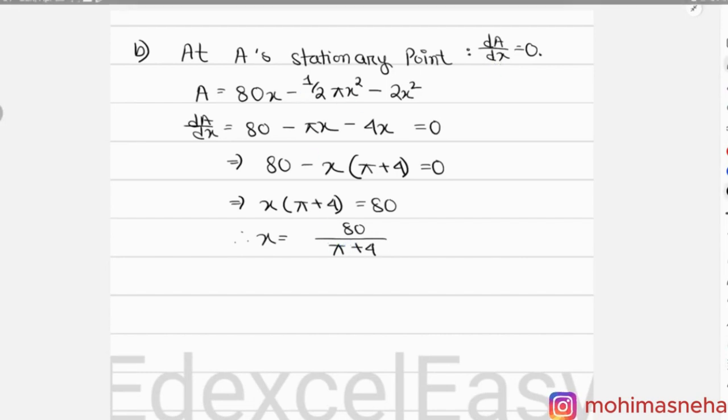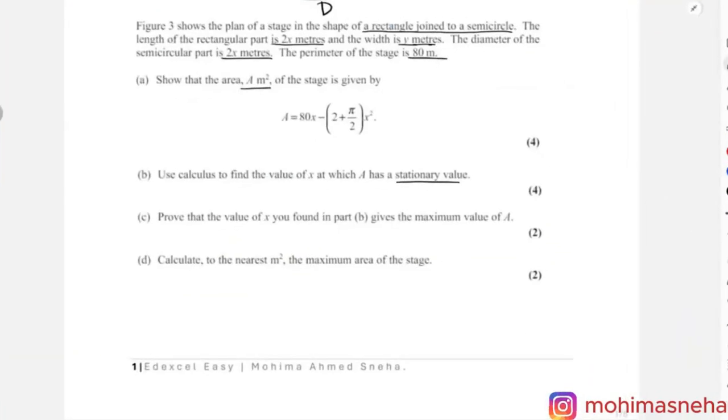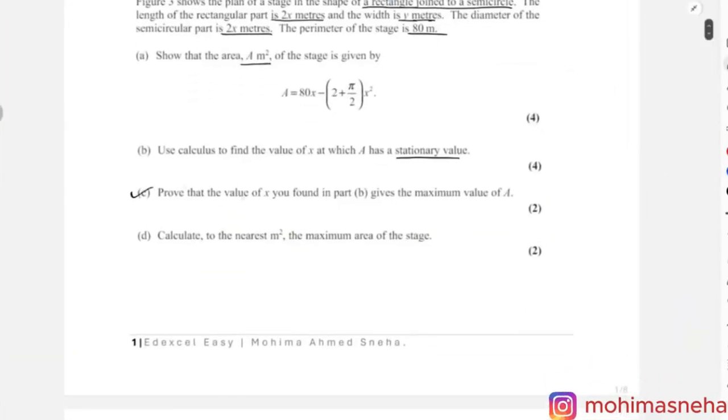Okay, now moving on to your next question, part C. Part C says to prove that the value of x you found in part B gives you the maximum value for A. Now in order to prove that, you basically need to find out the nature of the value of x that you got, right? Because whenever your differentiated equation is equal to 0, that could be either a maximum or a minimum point. You need to identify whether it is a maximum or a minimum.